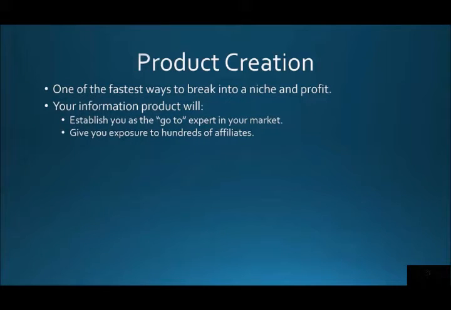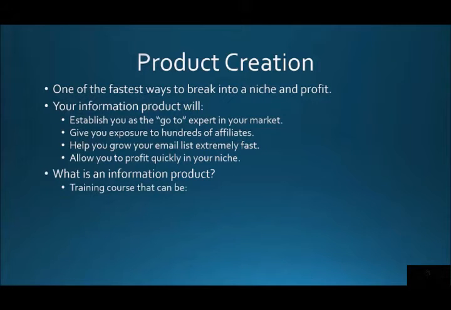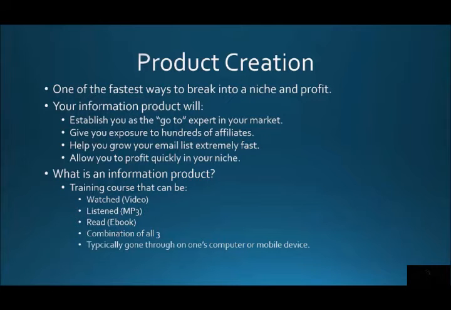Some of the quickest ways to get traffic and sales is to have affiliate driven traffic, meaning affiliates that have an email list that could send traffic for you to your particular offer. It's a great way to grow your email list extremely fast and allow you to profit quickly in your niche market. So what is an information product? It's a training course that can be watched, that would be a video, listened to in MP3 audio, or read, that would be in the case of an ebook, or it's a combination of all three of these things.